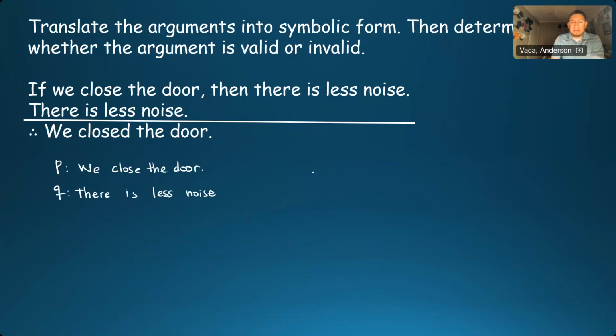Let's write the argument in symbols. If we close the door, then there is less noise. That is, if P, then Q. The second premise is there is less noise. That is Q. In conclusion, we close the door. In conclusion, that's P.